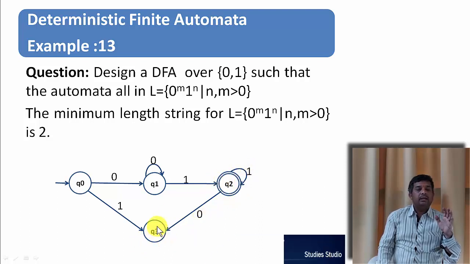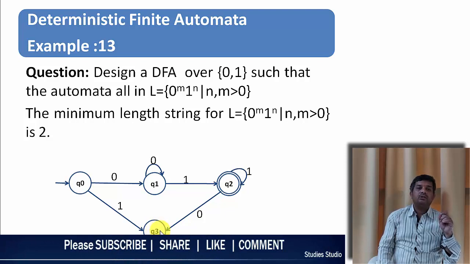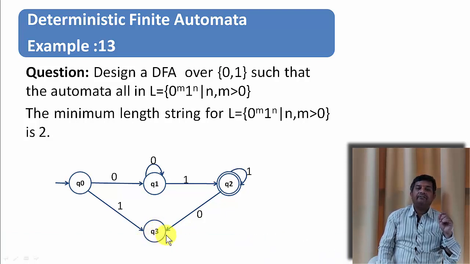What about Q3? Q3 is also a state. Here also we need to define 0 and 1. After coming to Q3, that is the dead state, as many 0s or as many 1s as you give, it's supposed to stay in the same state.